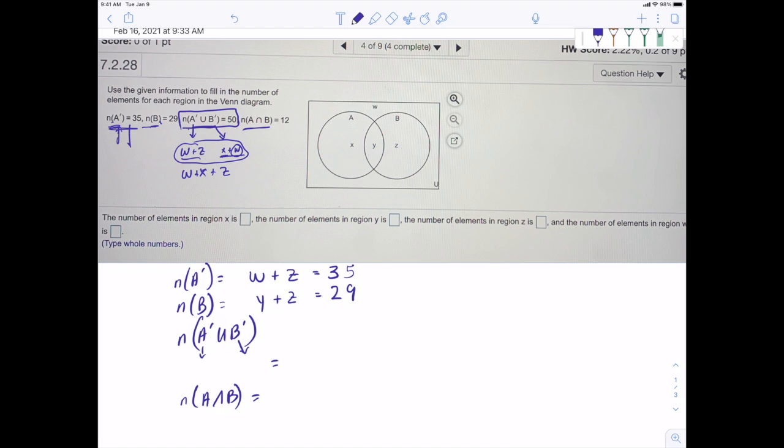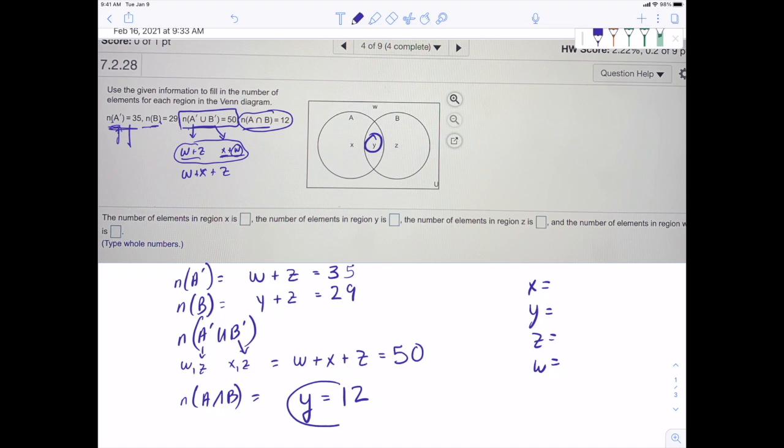So we know, again, A prime is W and Z. B prime is X and W. So A prime union B prime is W plus X plus Z, and that equals 50. And now the last one, A intersects B is 12. That's kind of easy because A intersects B is only Y. So that's kind of cool. So now we know that Y is equal to 12. So the question is X equals what, Y equals what, Z equals what, and W equals what?